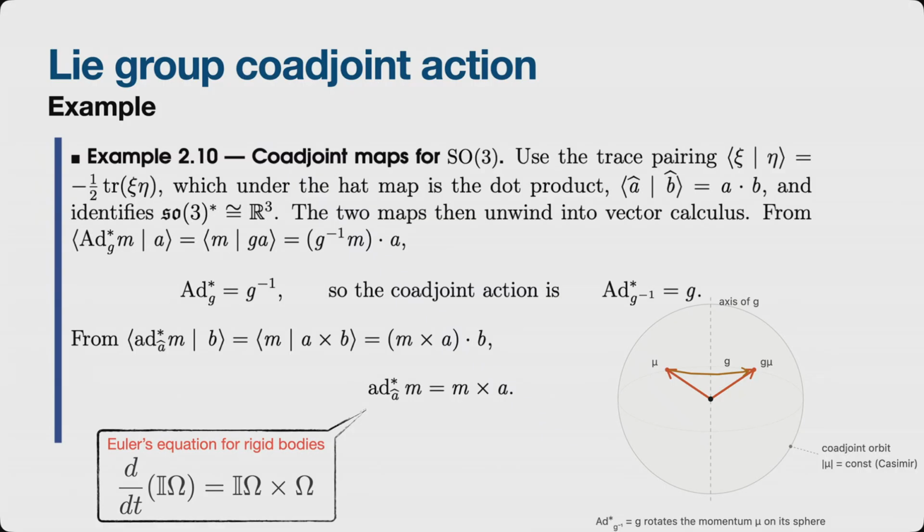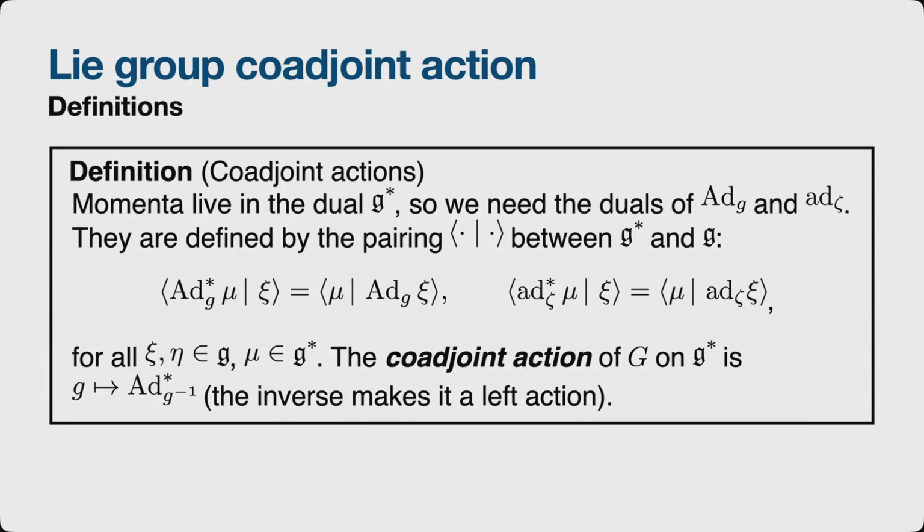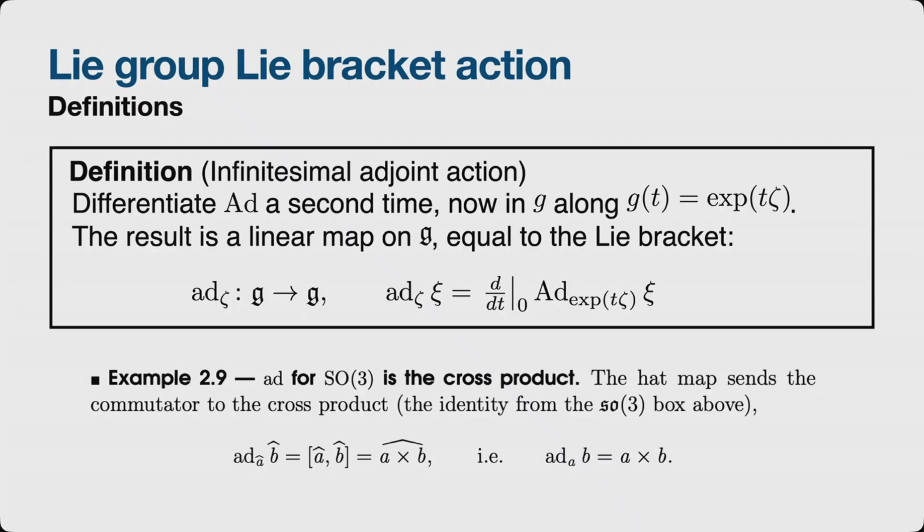So both of these actions that I talked about, the capital Ads, have a sort of smaller cousin, the smaller ads, and I have to go back to explain that. The smaller ad is a derivative of the conjugation. If you remember, conjugation was GHG inverse, and now we're going to take its derivative on the G operator, the only thing that was not infinitesimal yet. And if you do that by associating that with a curve through the exponential map, that is just going to give us, curiously, the Lie bracket.